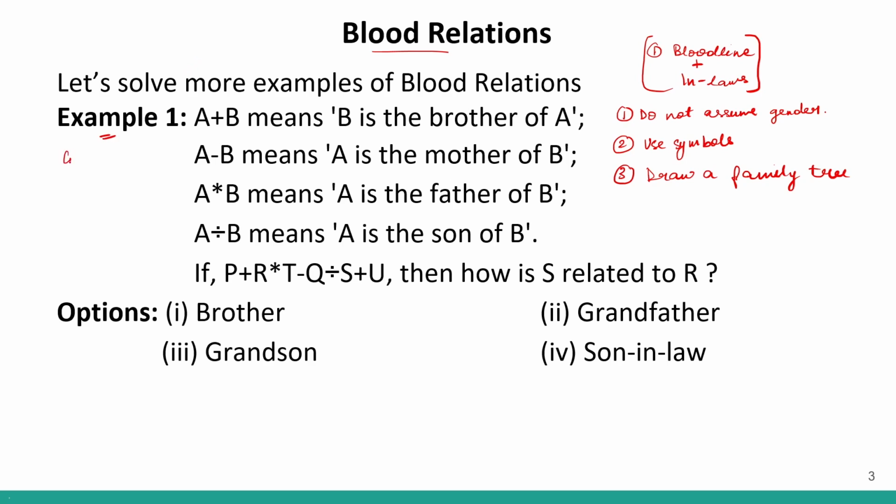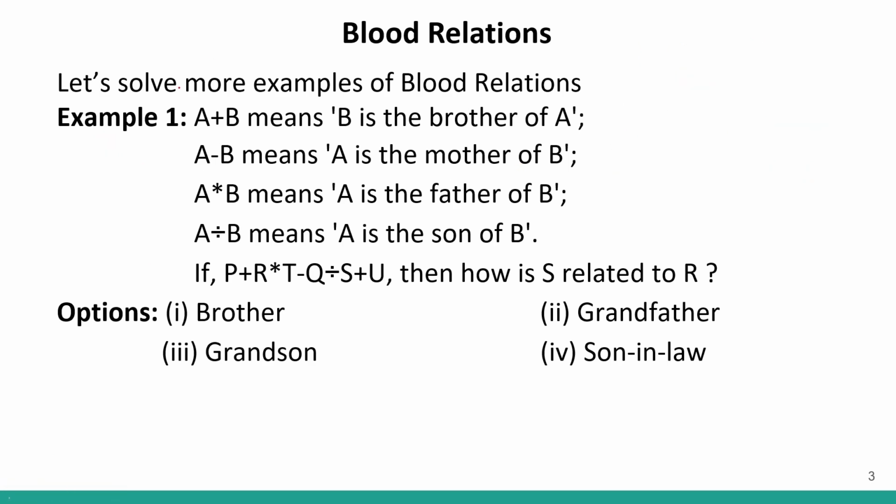Example number one is a coded blood relation question. Coded blood relation means two concepts are being merged. First is the concept of coding, decoding, and the second is the concept of blood relation. Correct? So let us look at this question. Example number one. A plus B means B is the brother of A.